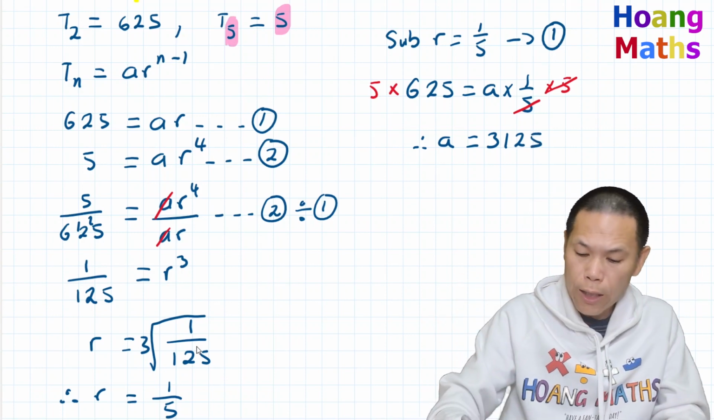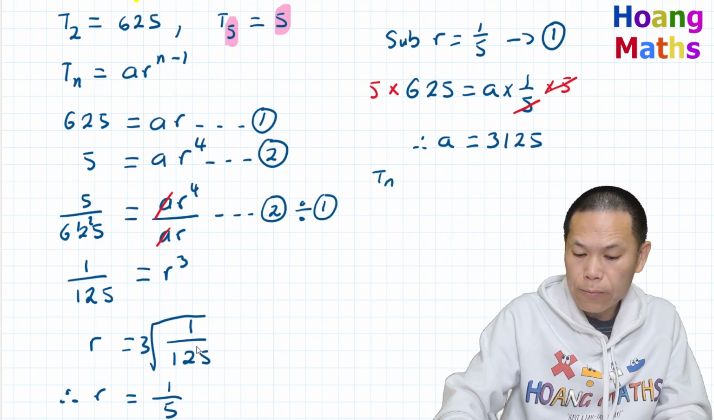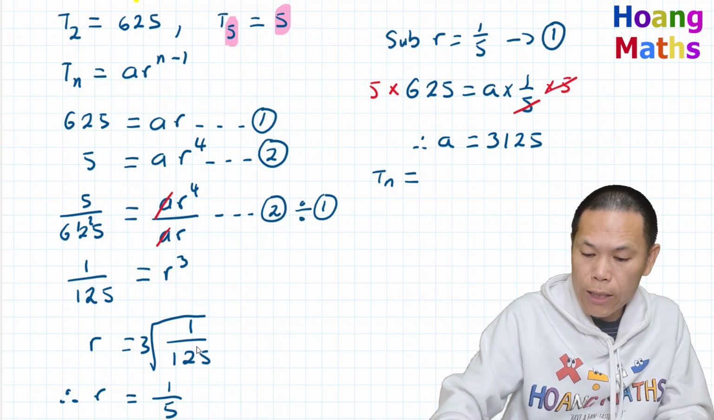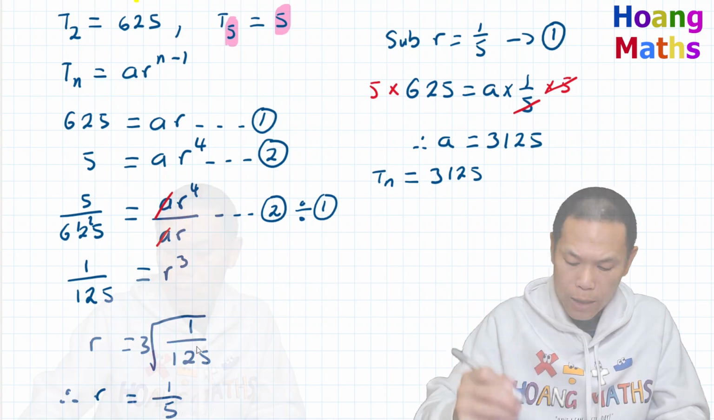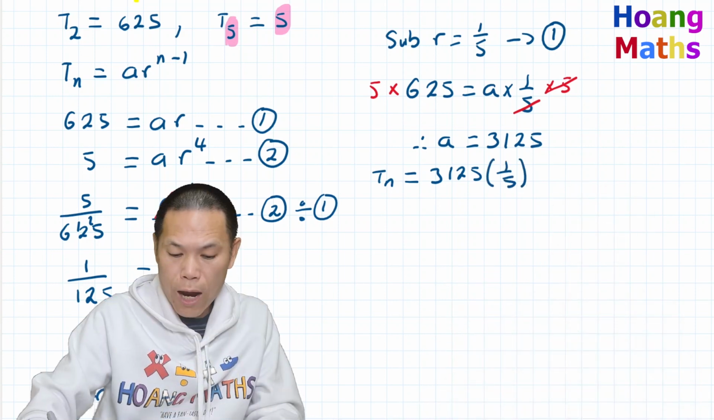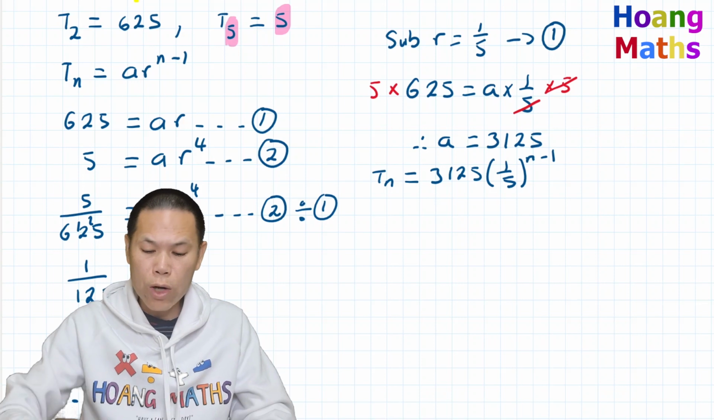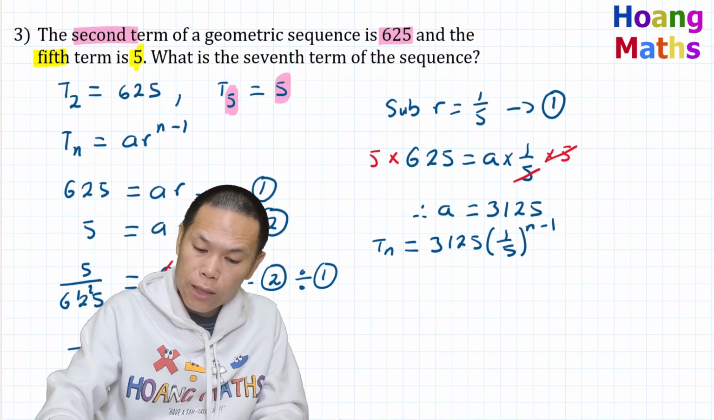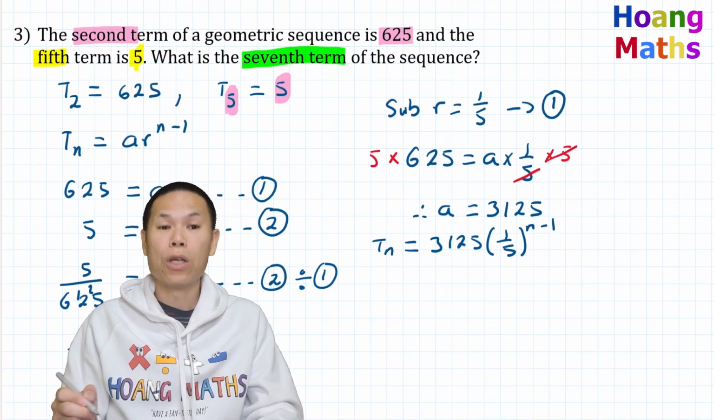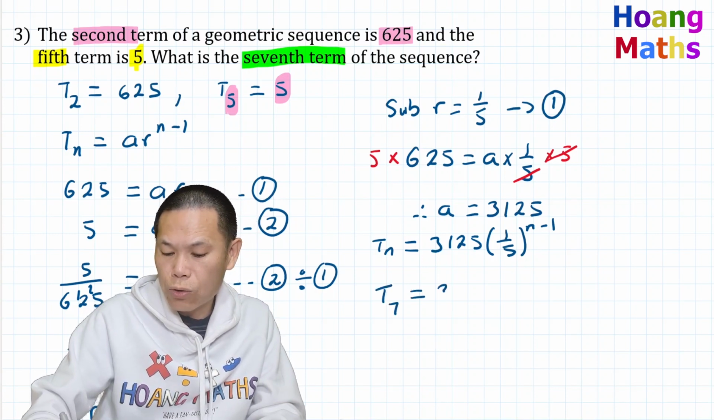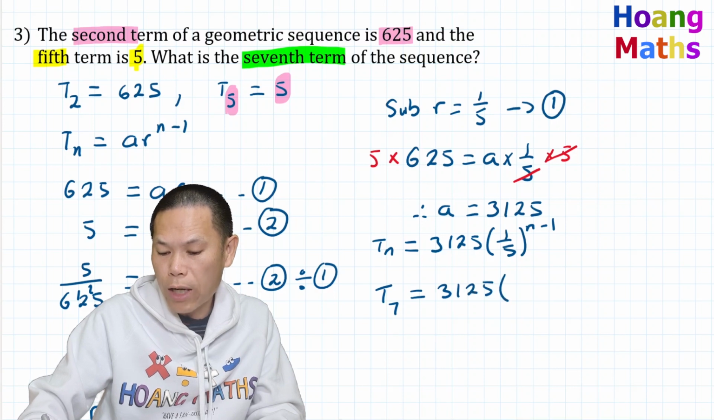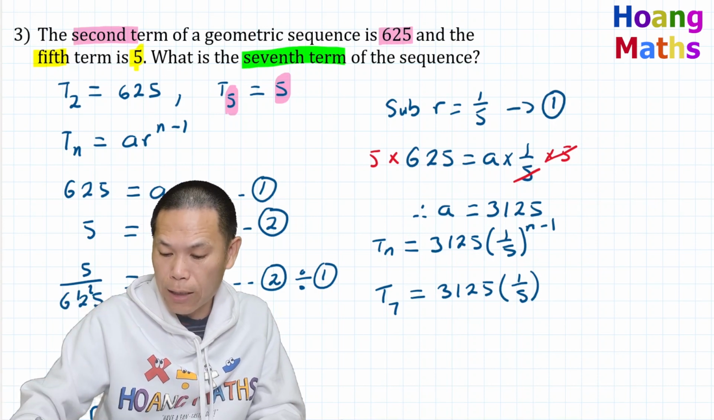So the rule for this is T of n will give me AR power n minus 1. So A is 3,125 times R, so 1/5, to the n minus 1. The question is asking us to find the 7th term of this sequence. So that means T7. So T of 7, which is equal to 3,125 times bracket 1/5, because 7 minus 1 is 6. Okay, so power 6.